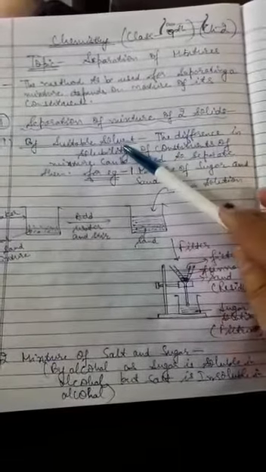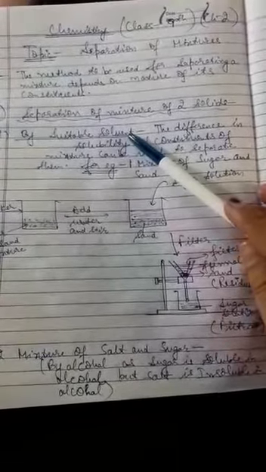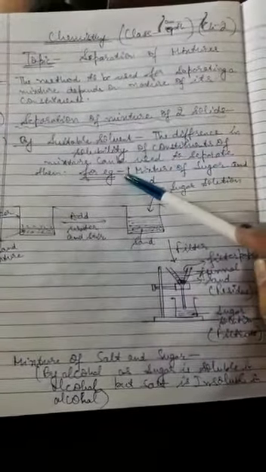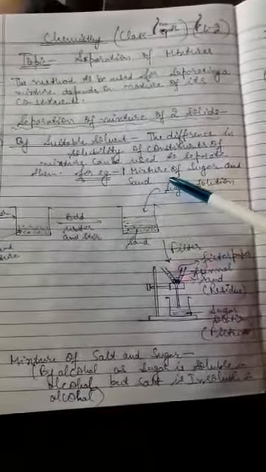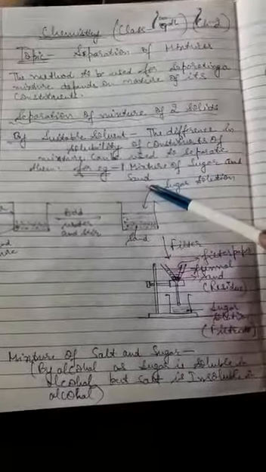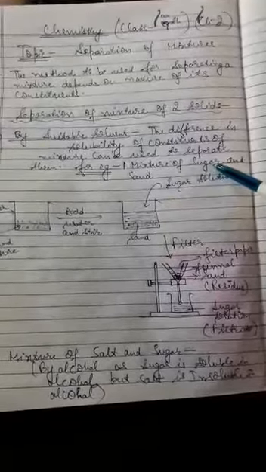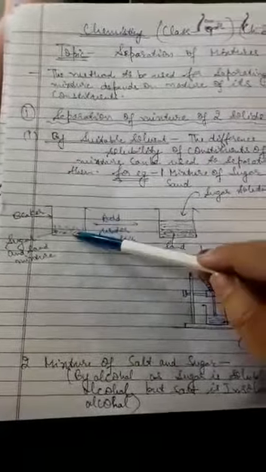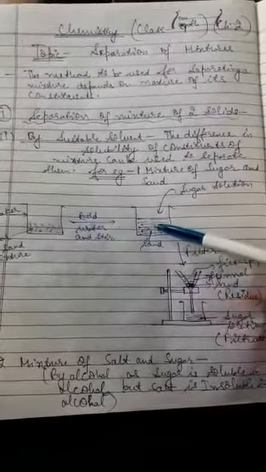In this we put a suitable solvent. Now what does it mean? The difference in the solubility of the constituents of a mixture can be used to separate them. For example, if we mix sugar and sand and we want to separate it, then how will we separate it? Take a beaker, put the mixture in it, add water and stir it.